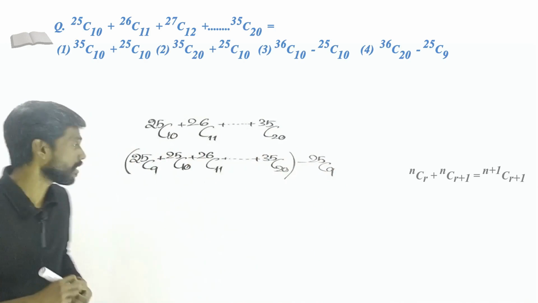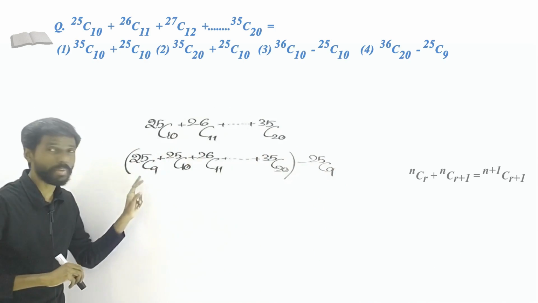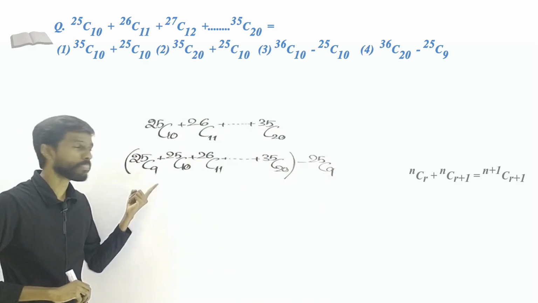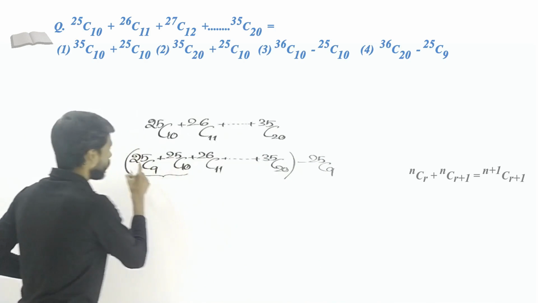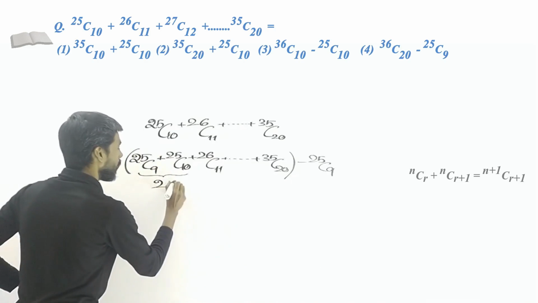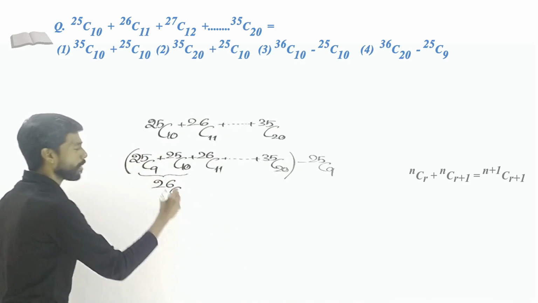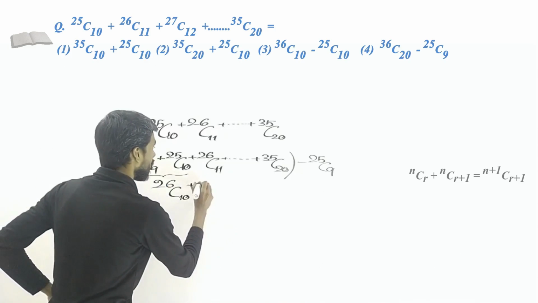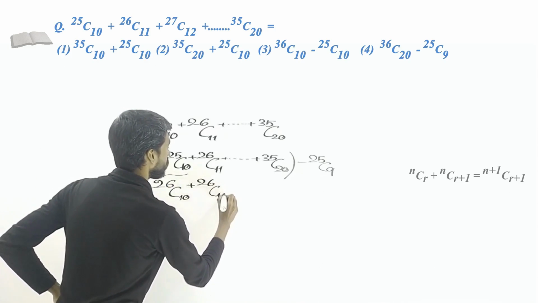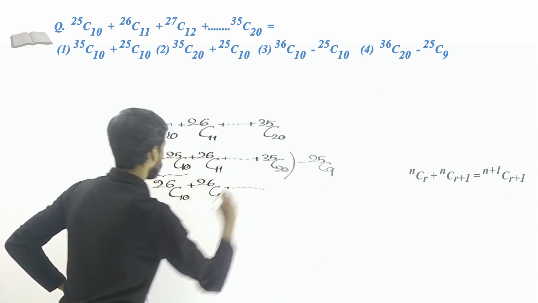So why are we adding this term? So only then these two can be added. Isn't it like NCR plus NCR plus 1? So these two can be added, and then that is n plus 1. N plus 1 is 26C R plus 1. R plus 1 is 10 here. So 26C10. This can be again added with this term. So plus etc. Okay, same terms here.